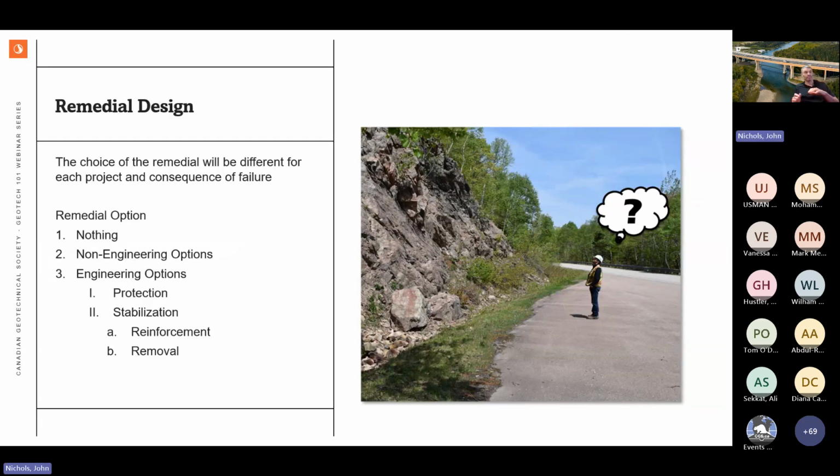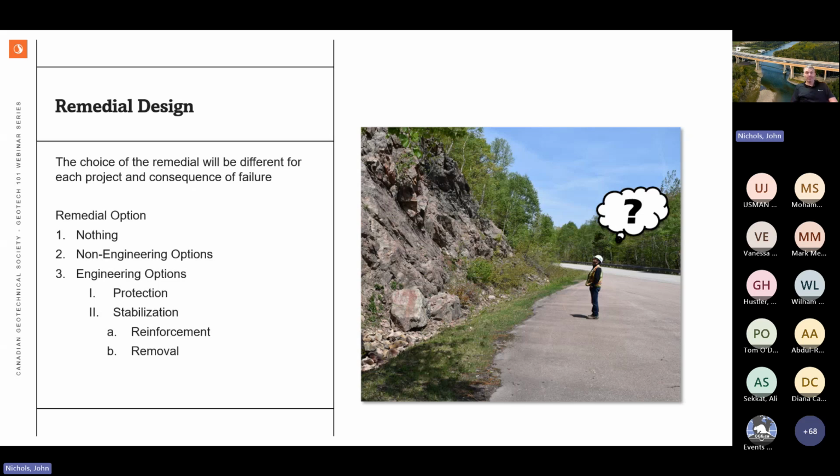Okay, so we know the problem. We know we've got to do something. What do we do? I would say the choice of remediation or remedial design will be different for each project, and the consequences of failure are so important. Different areas may not require the same approach, but if the consequences of a rockfall are high, whether it's a busy road or apartment building or housing, it really raises the stakes. Whereas if it's a rockfall or a structural failure that's relatively in the middle of nowhere, no one really cares.